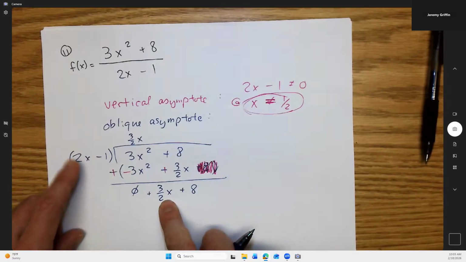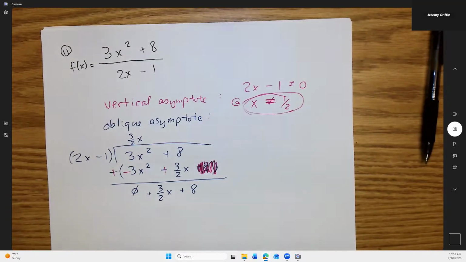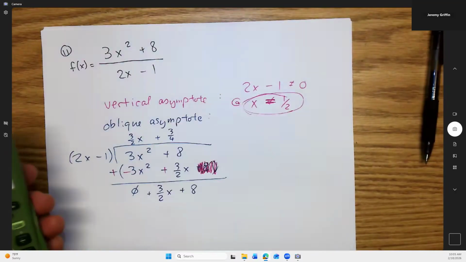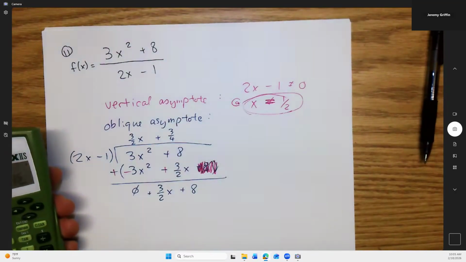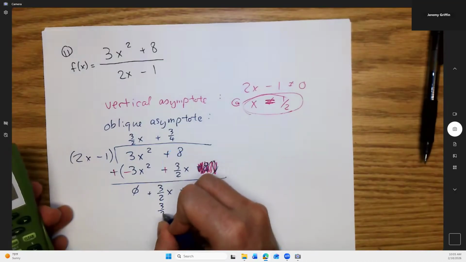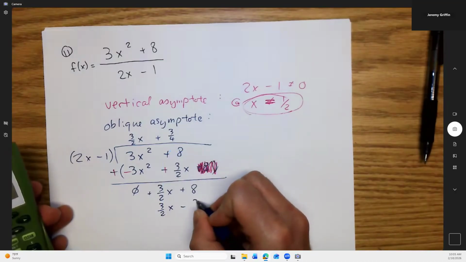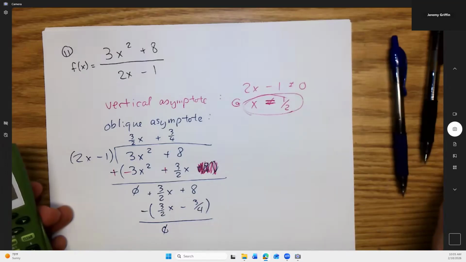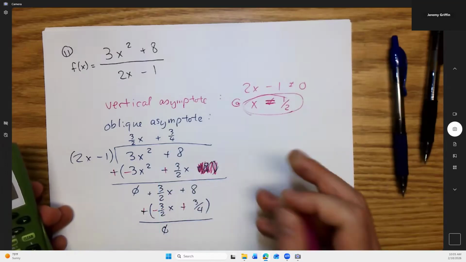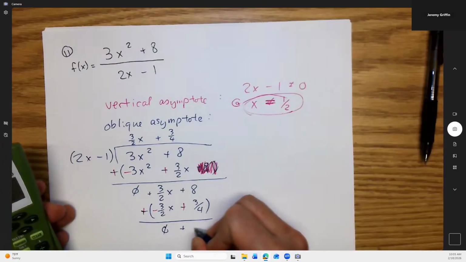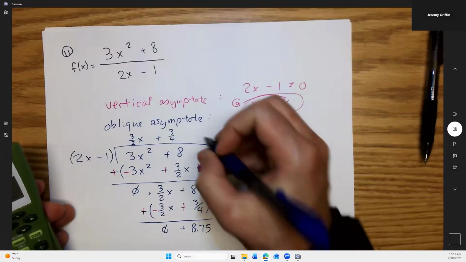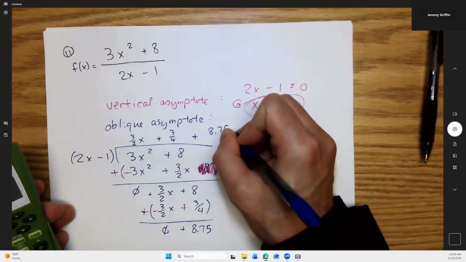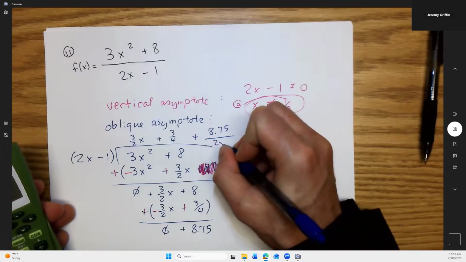Now, how many times does 2 go into 3 halves x? I think that'll be 3/4 times. We do 3/4 times 2, it's 3/2. Okay, so it's 3 halves x, and then minus 3/4. Subtract. This goes to 0. Remember, you can distribute the negative. That helps. This would be plus 8.75 right here. So this would be plus 8.75 over 2x minus 1.